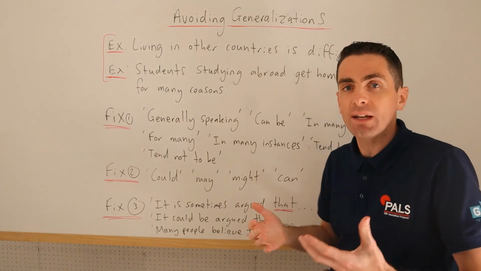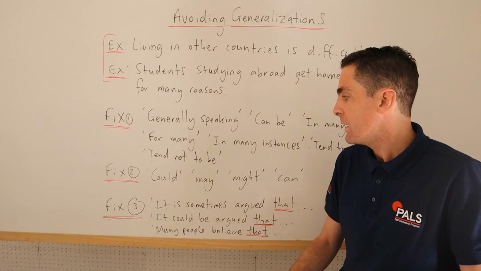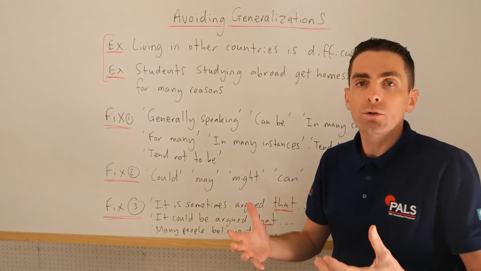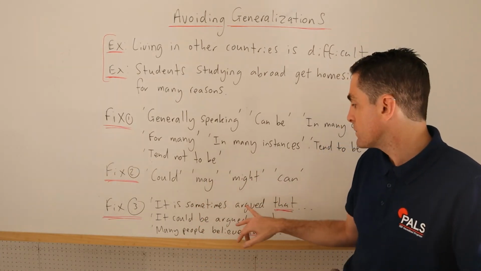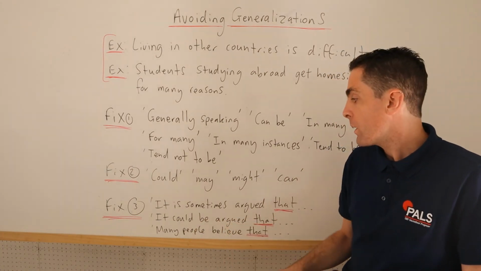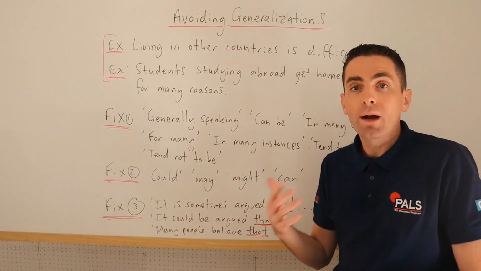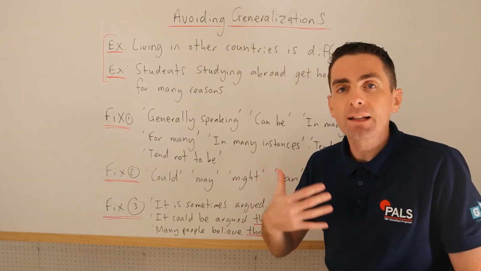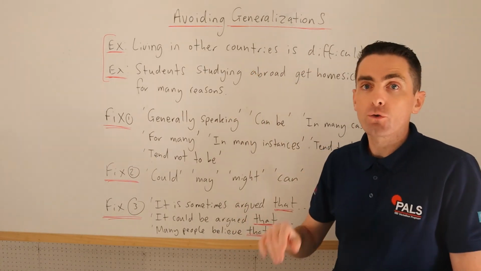Now, that is very useful in the discussion essay, I think. And you can use phrases like this. It is sometimes argued that. Okay, so that shows that you're saying that other people sometimes argue this. It could be argued that. Or many people believe that. So you can use these phrases as well when you're writing your discussion essays, and it will again make your writing a little bit more formal, more academic, and stop you kind of falling into a generalization trap.